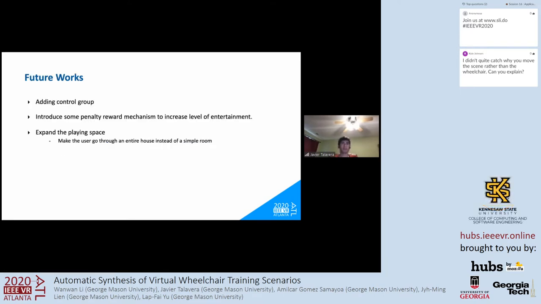For future work, adding a control group and introducing penalty and reward mechanisms to increase the level of entertainment are things we may look into. Also, expanding the size of the environments to a whole house instead of a simple room, and attempting to simulate outdoor environments, would be something to look into.